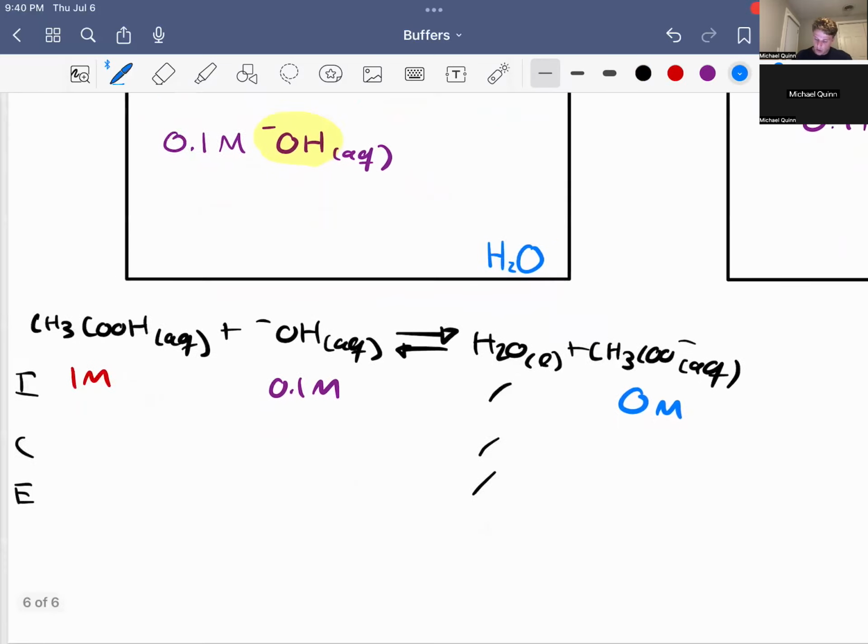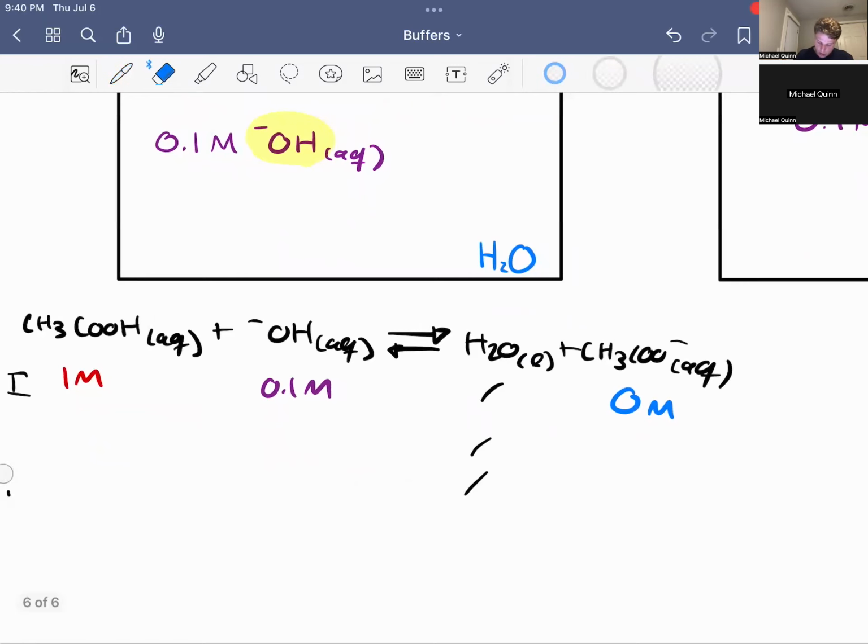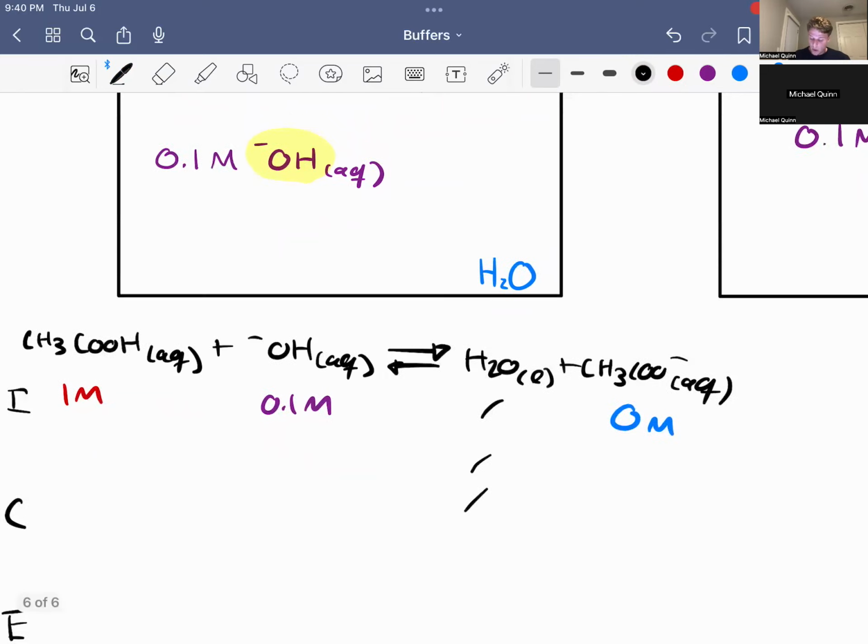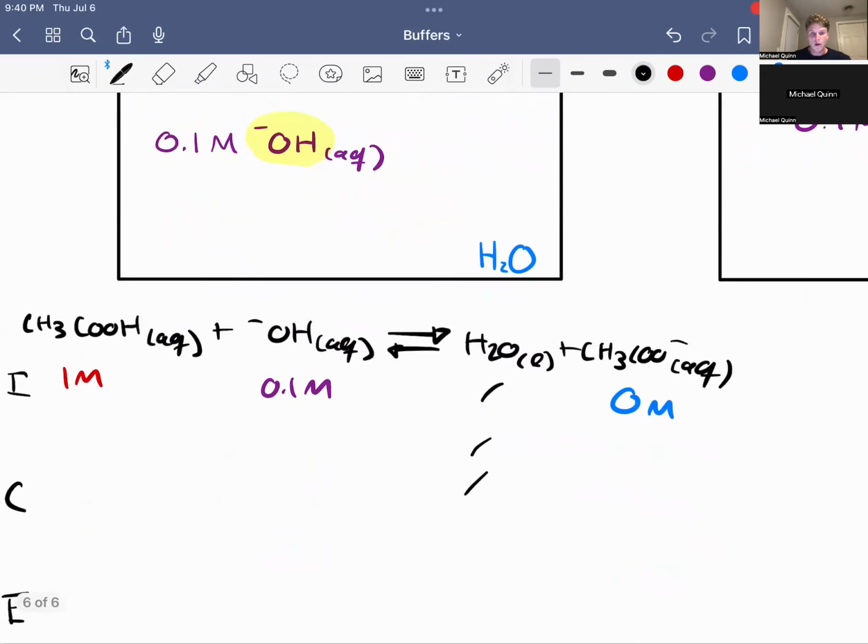Okay, so we don't include water in our ice table. So what is going to happen here? Remember, we are working with something strong. We are going to react OH minus, the 0.1. It is our limiting reagent. There is less of it, so it will all get used up. Minus 0.1 molar. Now CH3COOH, remember, there's 1 molar, and it wants to give its hydrogen to OH minus, but there's only 0.1 molar of OH minus to accept its hydrogen. So it will only react what it can. It will react 0.1 molar.